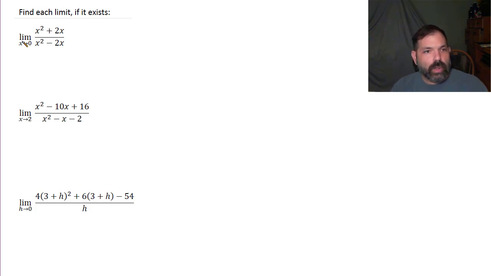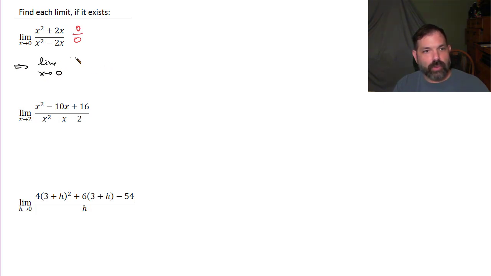All right, so if we try to let x equal 0 in this first expression, x squared plus 2x over x squared minus 2x, we would get a 0 over 0. That's no good. That's an indeterminate form. So let's try, like we did before, some factoring instead.